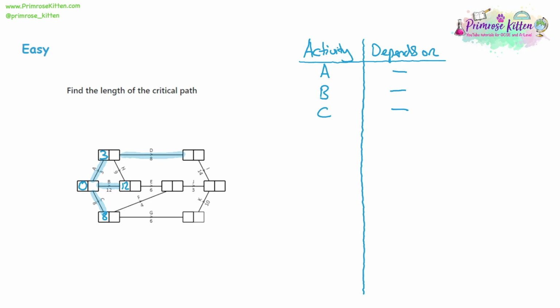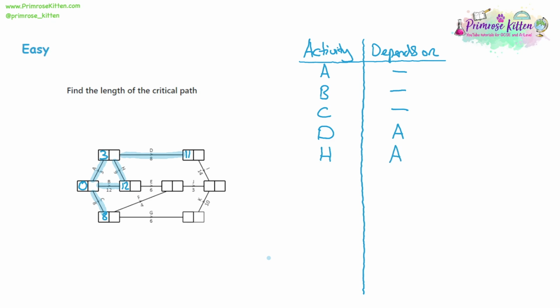So D adds on 8. So it's adding on 8 to the 3 before it, which is 11. And the 3 is from activity A. Say that D depends on A. Then we have activity H. Activity H adds on 9. So 3 plus 9 is 12. Well, we've already got 12, so that's fine. And activity H, it came from the 3, which is from activity A.